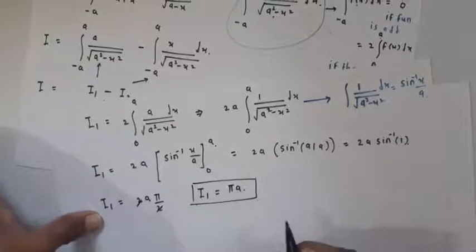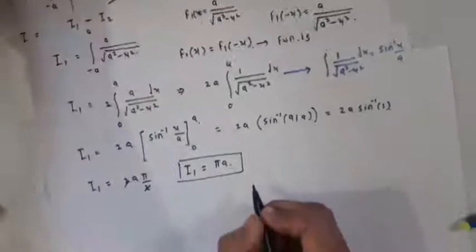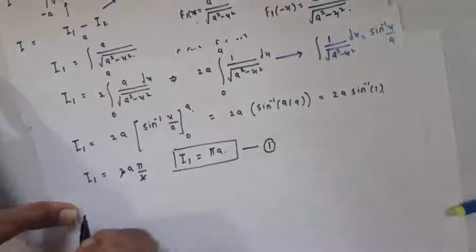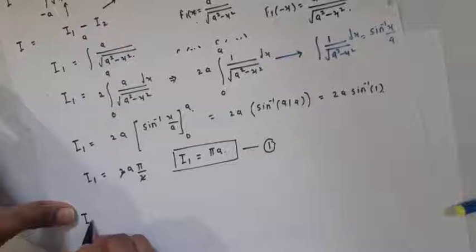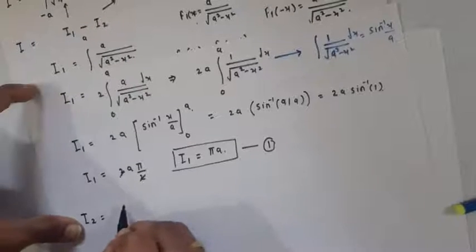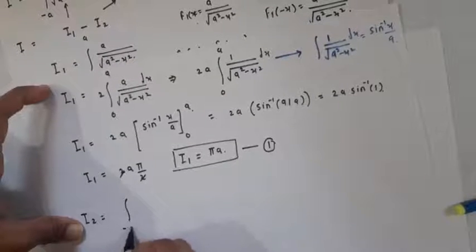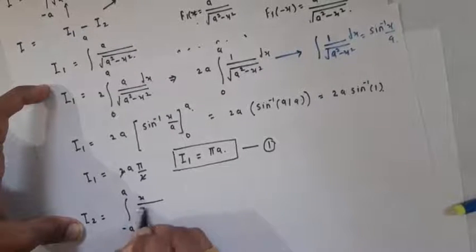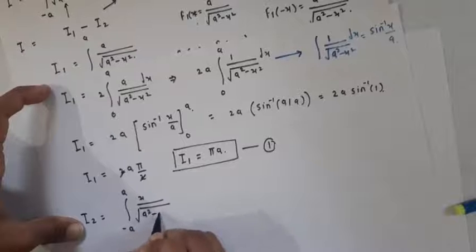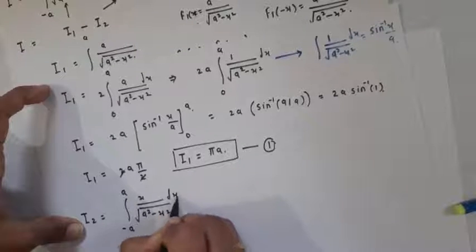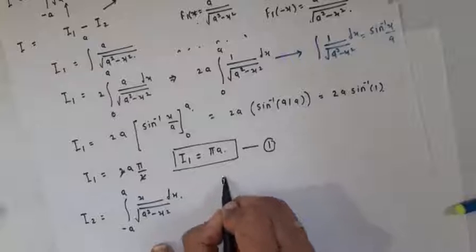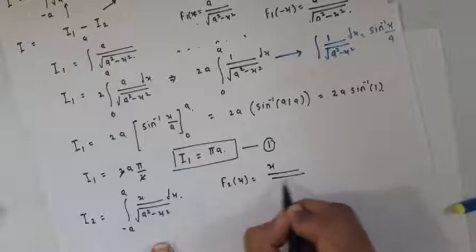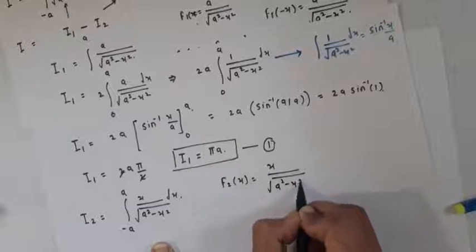This is I1. Now let us find out the integration I2. I2 equals the integral from minus a to a of x upon the square root of a square minus x square with respect to x. So here the function f2(x) equals x upon the square root of a square minus x square.